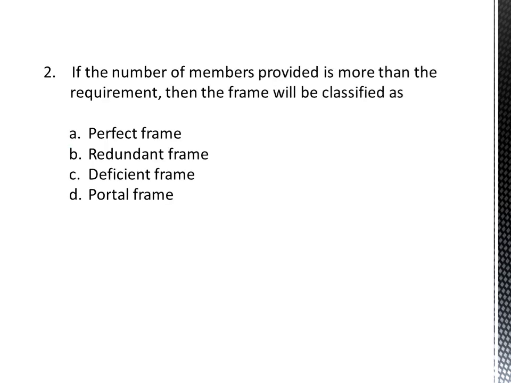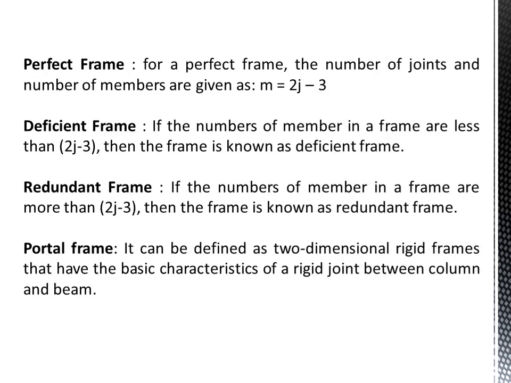Now let's see what is the second question. If the number of members provided is more than the requirement, then the frame is classified as option A perfect frame, option B redundant frame, option C deficient frame and option D portal frame. So now let's see the definitions. We all know the correlation M is equal to 2J minus 3, where M denotes the number of members and J denotes the number of joints.